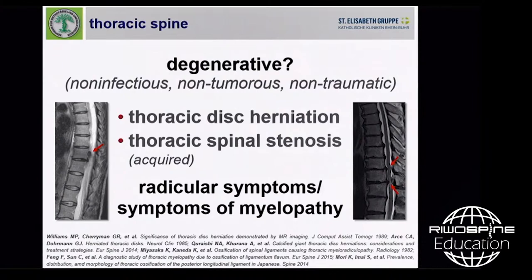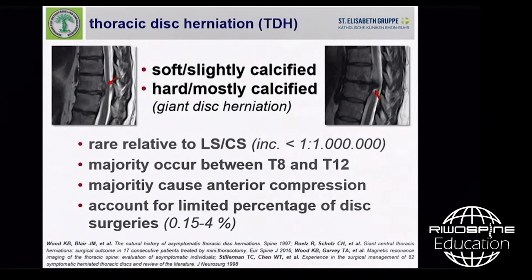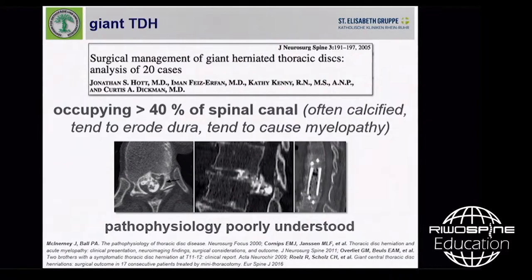And here at the thoracic spine, we don't treat only patients with radicular pain, also patients with myelopathy, of course. So on one side, we have our thoracic disc herniations. You know, these herniations can be soft or calcified, or very strongly calcified, and a special form is the giant herniation occupying more than 40% of the spinal canal. And this giant disc herniation is often calcified, and we have adhesions to the dura.